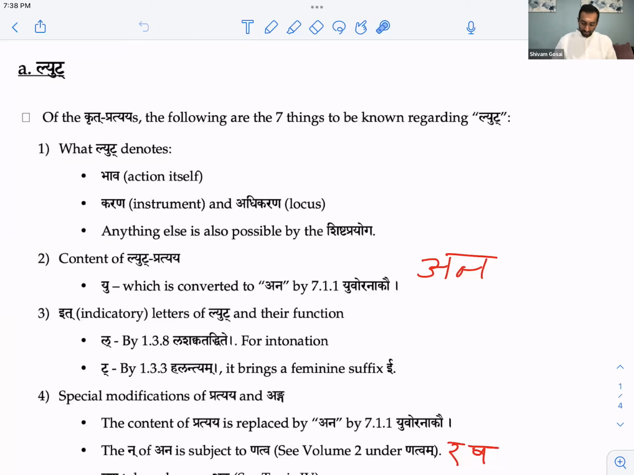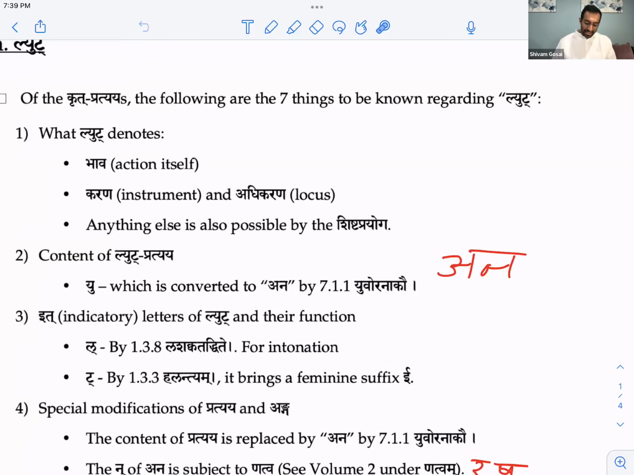Okay. So there are 7 things to be known, as there always are. The first thing to know is what lyut points to, or what it denotes. As we've been talking about, it can refer to the bhava, the action itself, like where we add the "ing". Or it can refer to karana or adhikarana. We'll see examples of all of these, what we mean by karana, adhikarana and bhave.